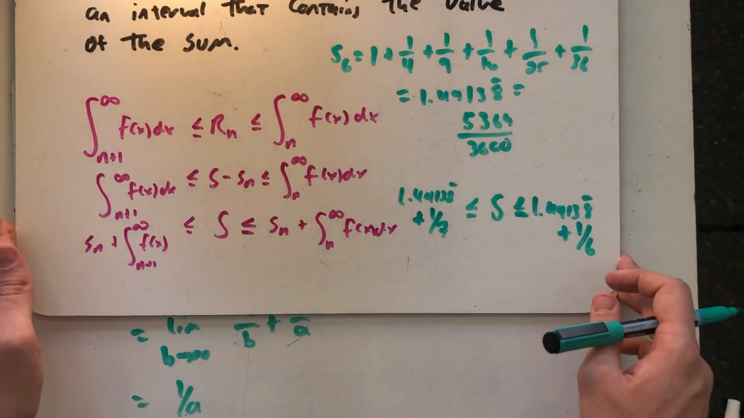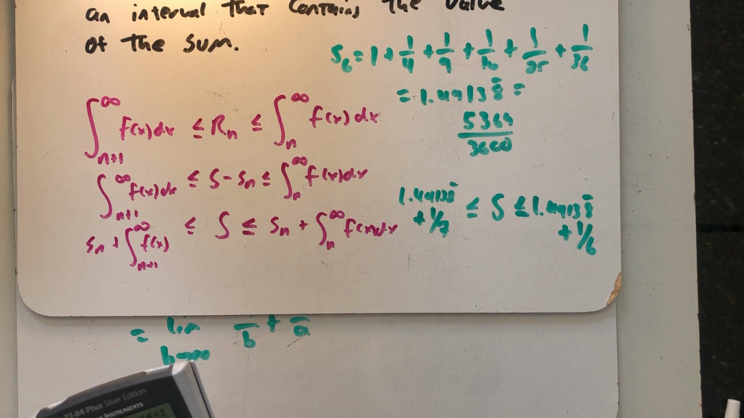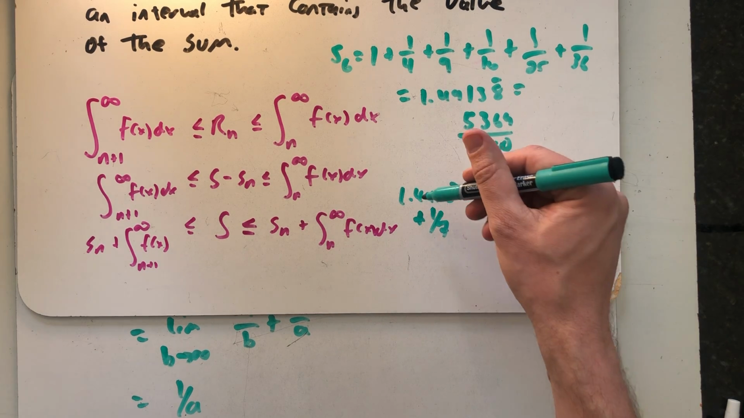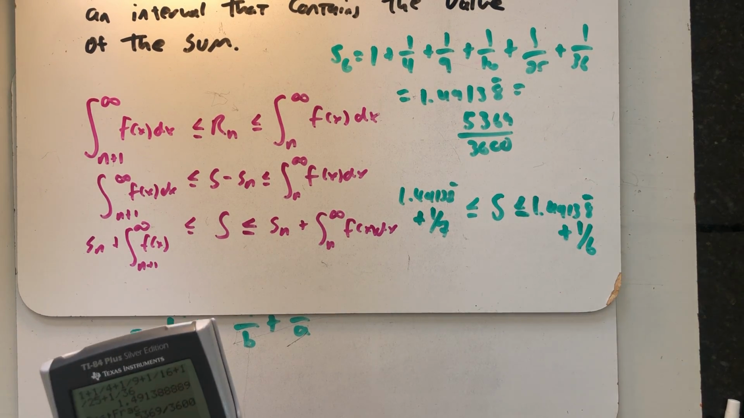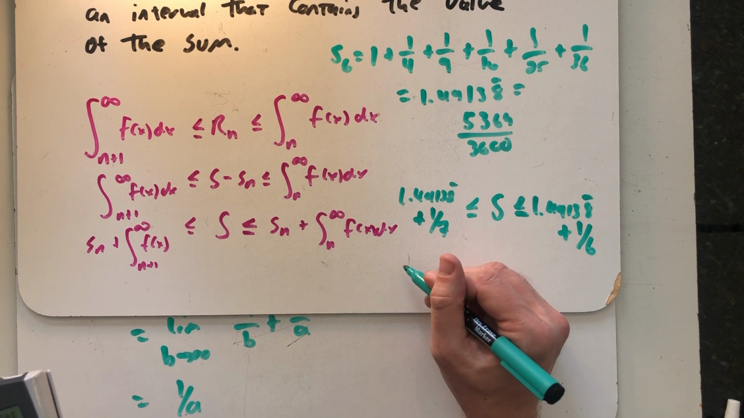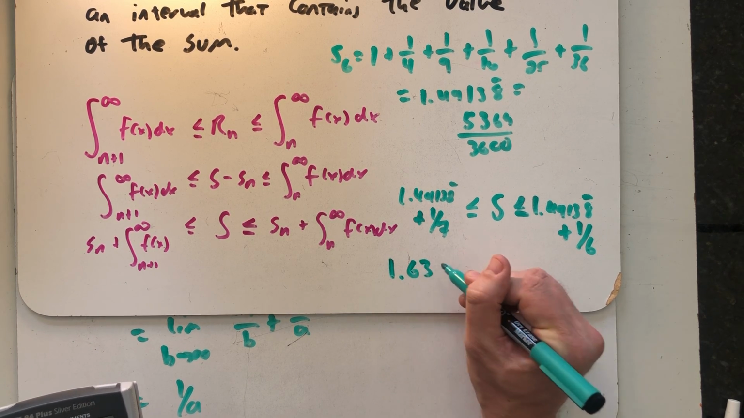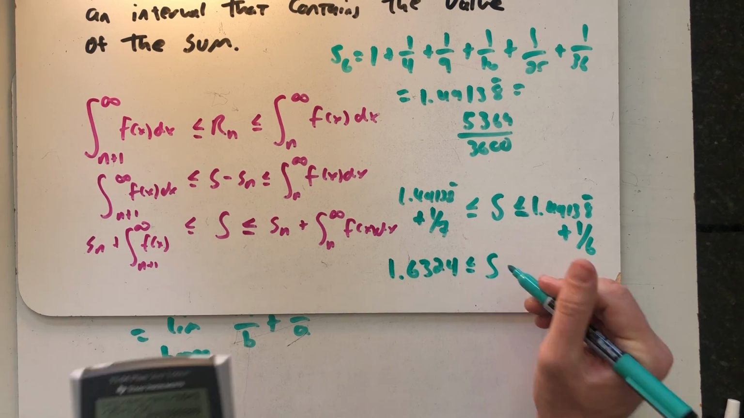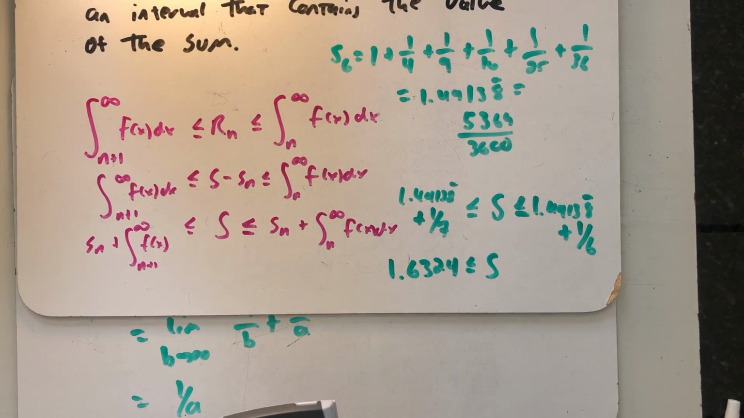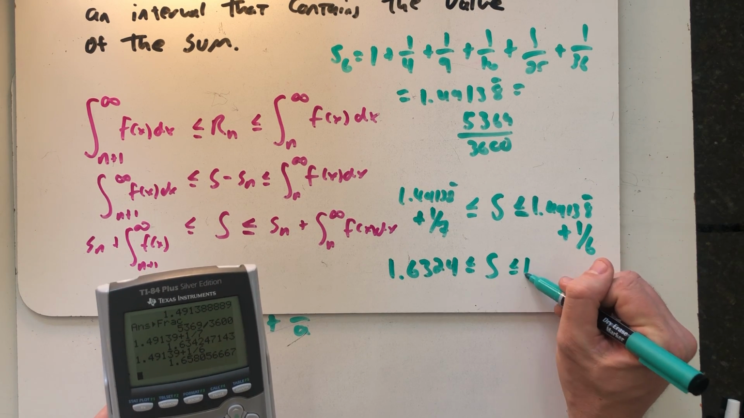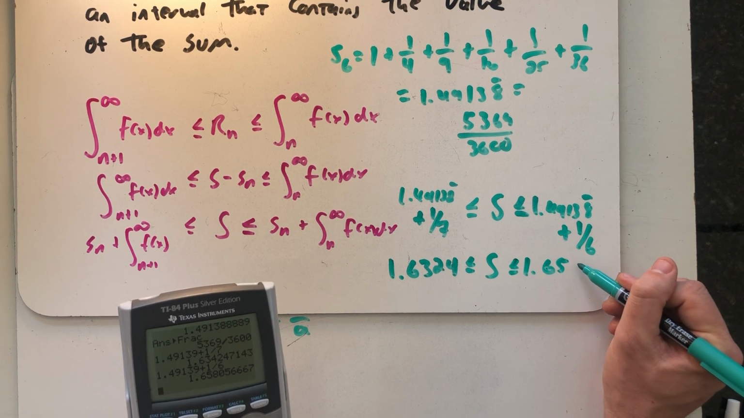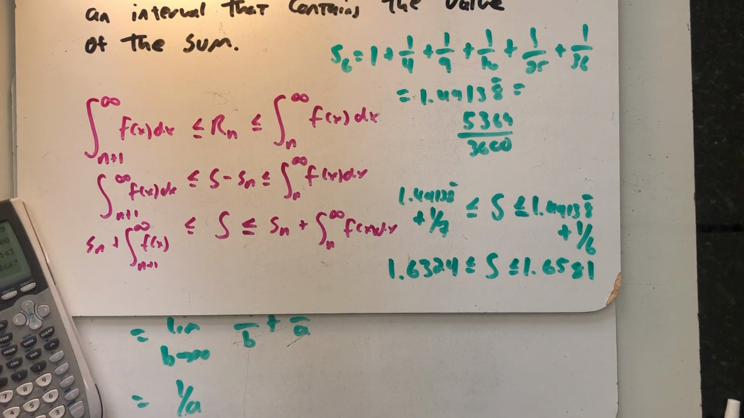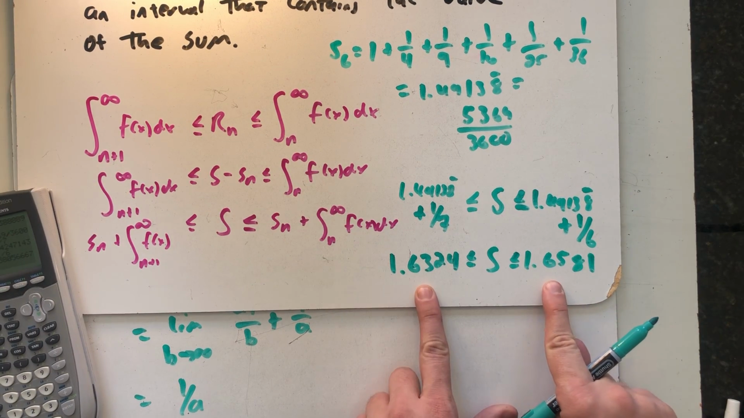So again, I'm going to run home to my calculator here and see. So I'm going to go 1.49139. I'm just going to go on and round to the 5th decimal place, plus 1/7. 1.6324. I'm going to round to that 4th decimal place just because I feel like it. And then 1.49139 plus 1/6. 1.6581. The true value of the sum of the reciprocal squares has to be between these two numbers.